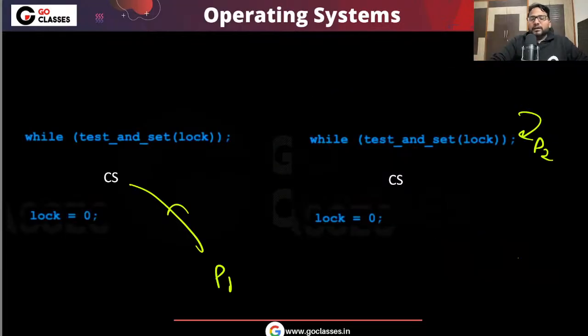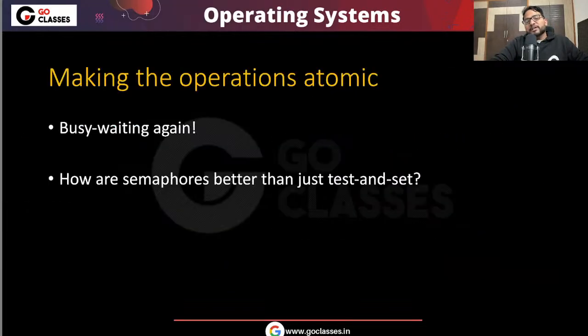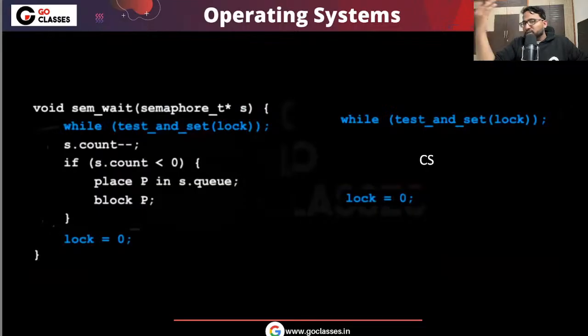Now, I'm sure that most of the aspirants won't be able to answer how the semaphore is being implemented. Even if, let's suppose, rare people can answer that, okay, we can implement it using test and set.